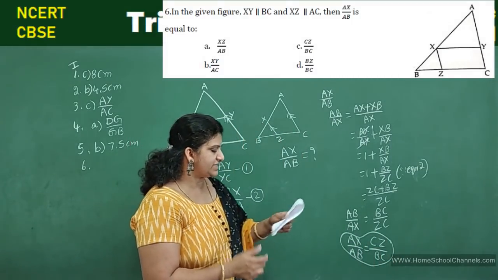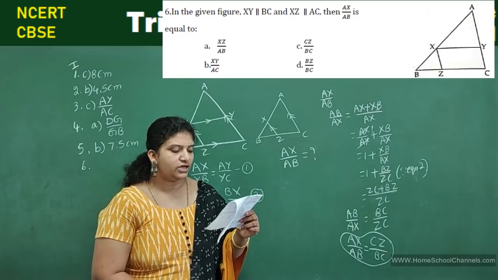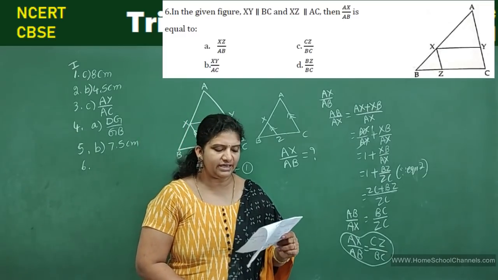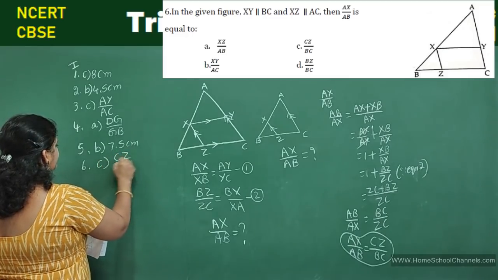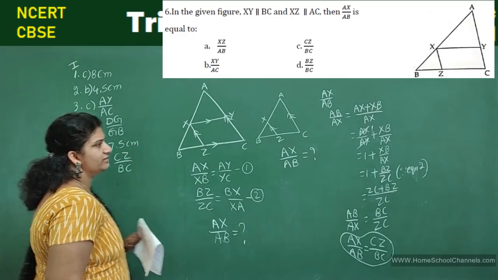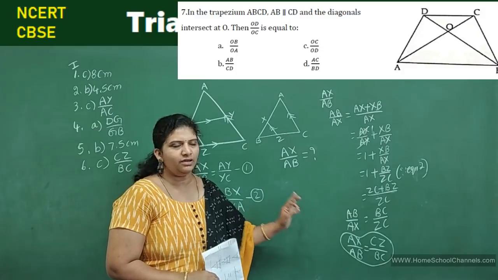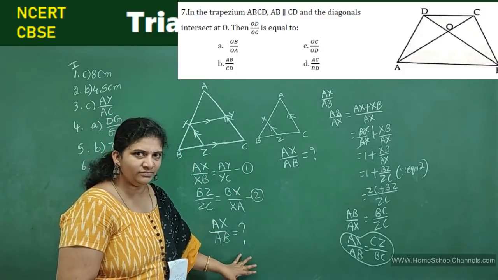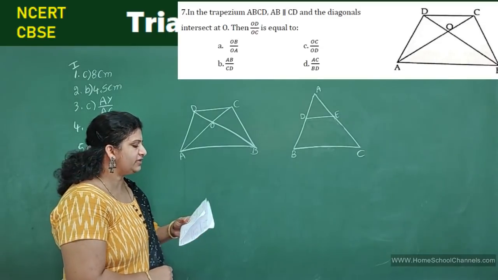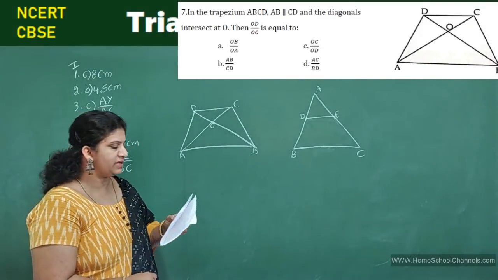Okay, check for this option. Do you have CZ by BC? Yes, you have it in option C, CZ by BC. Option C, CZ by BC is your answer. So, it looks a little lengthy, but try to understand carefully. Okay, is this clear?